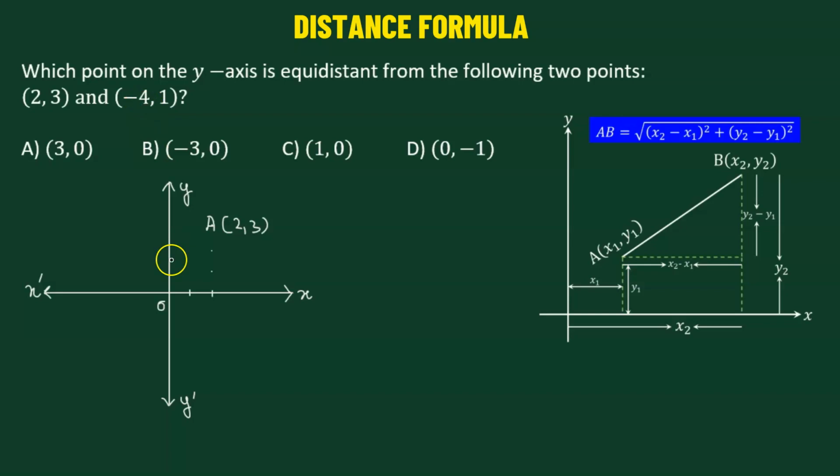Then we have the other point -4, 1. So we have to go 4 units along the negative x-axis and then 1 unit along the positive y-axis. So this is going to be the point B with coordinate -4, 1.